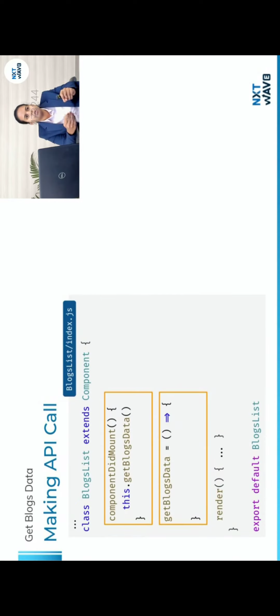Now, in the blogs list component, we have the componentDidMount method. Within that, we are making an API call, this.getBlogsData. In that getBlogsData, we are going to add the API call related code.